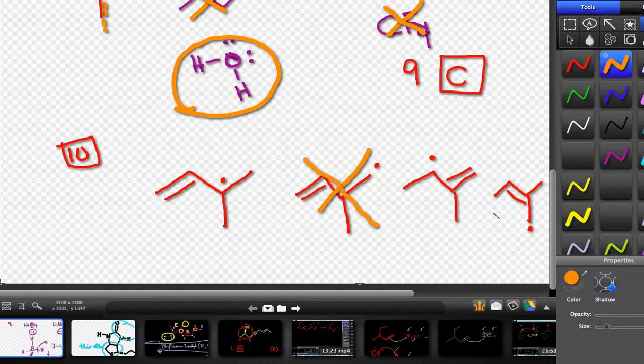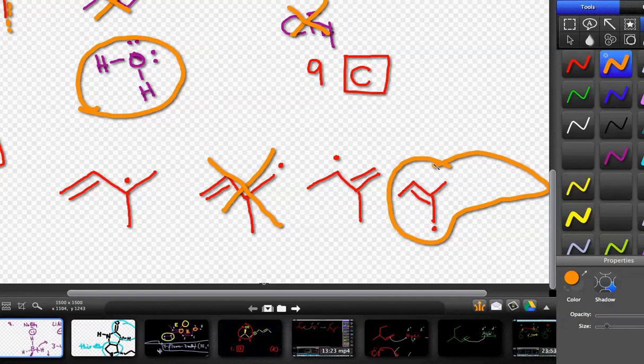Both of these are allylic. Actually, all 3 of these are allylic. Tertiary, secondary, primary. However, this double bond only has 1 alkyl group. This double bond has 2 alkyl groups, but this double bond has 3 alkyl groups. The alkene is the greatest contributor to stability. Therefore, for number 10, the credited response is D. Got to look at the stability of the carbon-carbon double bond in addition to the stability of the radical.